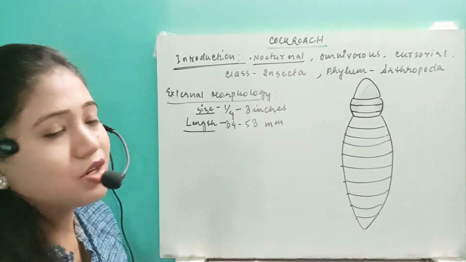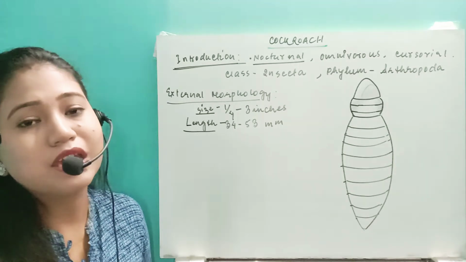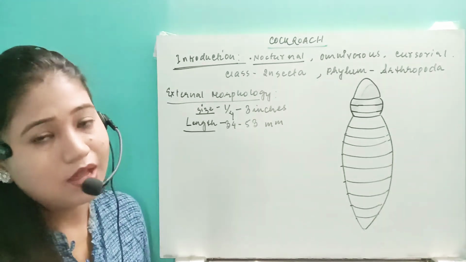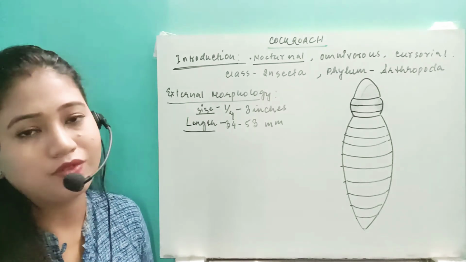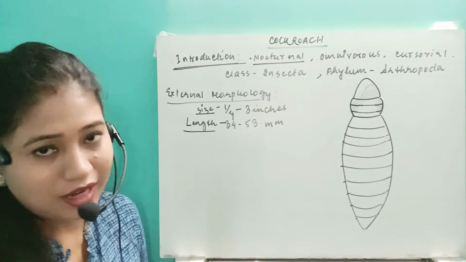Next one, they are cursorial animals. Cursorial, what is the meaning of cursorial? That means it actually walks by the legs. Yes, they have wings, they can fly, but they generally locomote with the help of the legs. So in this organism they have 3 pairs of legs.